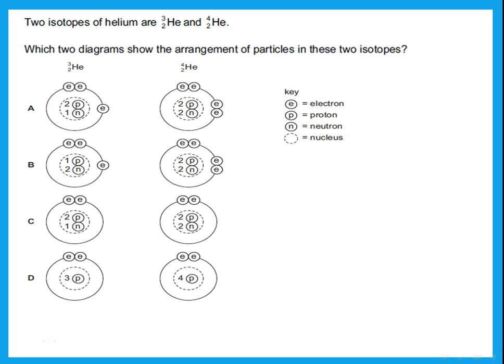Okay, 2 isotopes of helium are this. Which 2 diagrams show the arrangement of particles in these 2 isotopes? Now we're looking for 2 diagrams in which both of them have 2 protons. And the first one has only 1 neutron, the second one has 2 neutrons. So my answer is C.